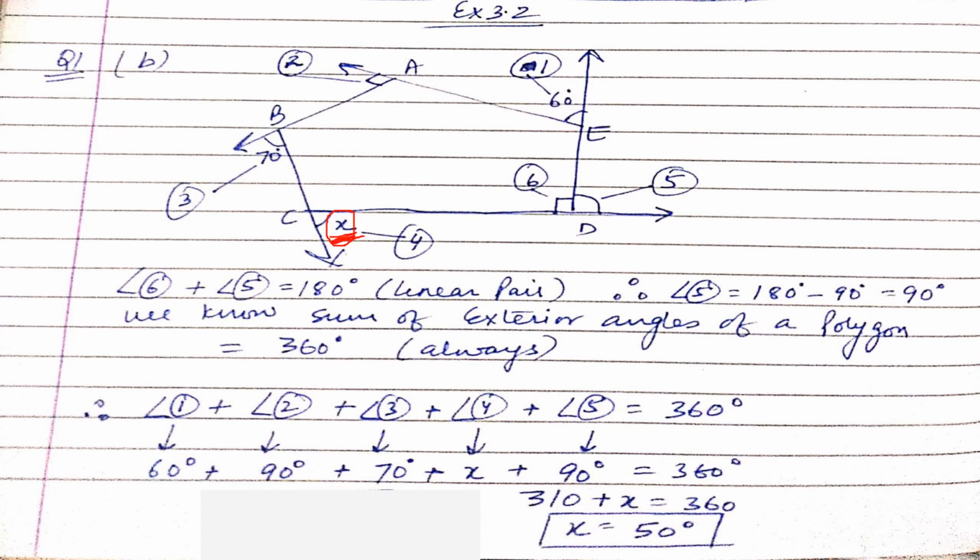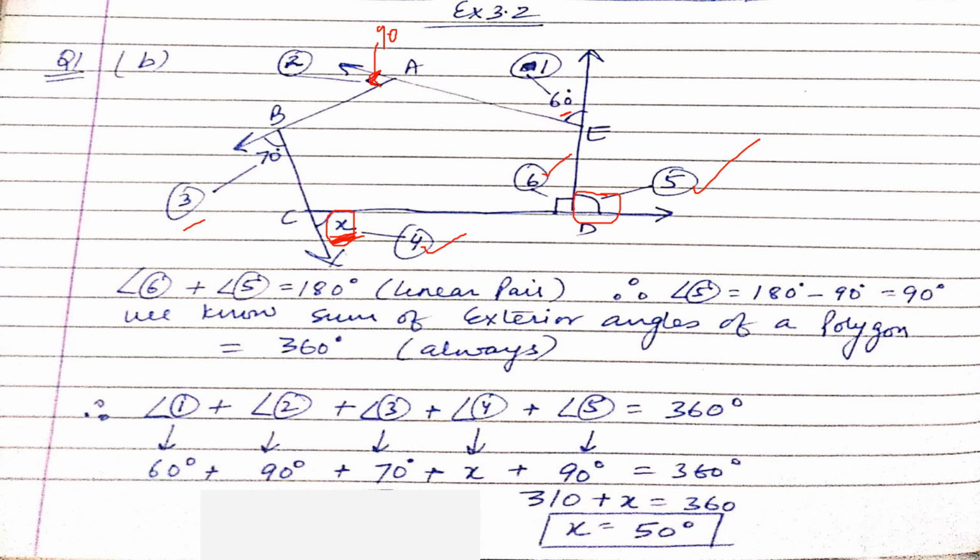Now let's see the exterior angles. Suppose I name this exterior angle as 1, this as 2. You can observe this symbol shows an angle of how much? 90 degree. I name this exterior angle as angle number 3, x as angle number 4. This I don't know, so I name it as angle number 5, and this one is angle number 6. Now see, I know all the exterior angles except this one.